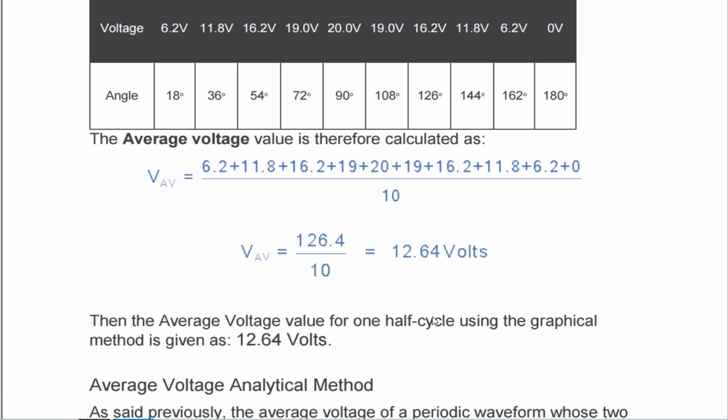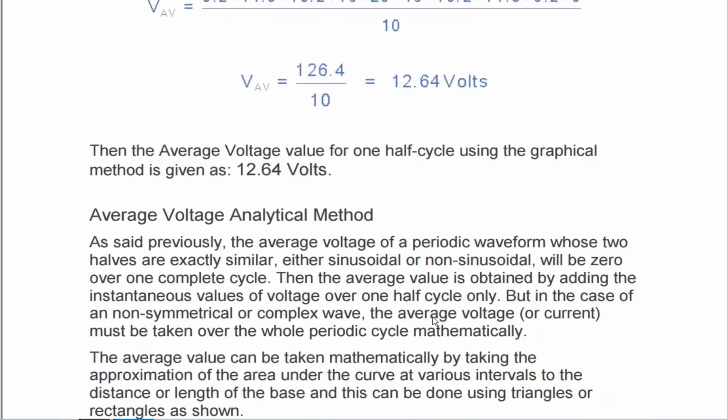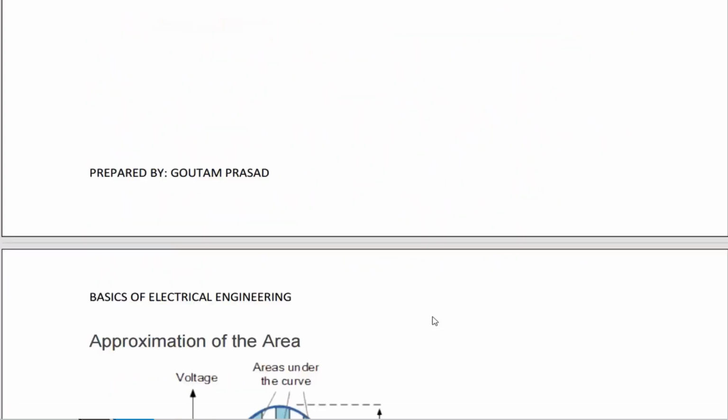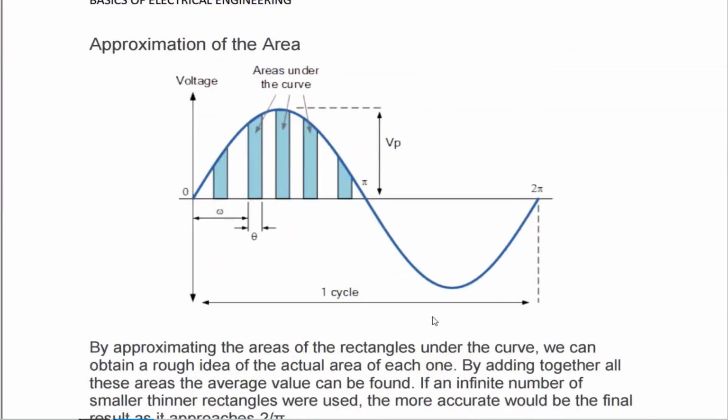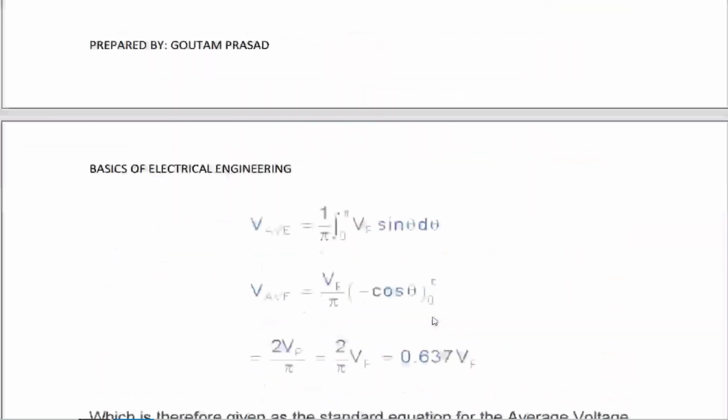So average voltage cannot be taken to give the true picture of the power consumption in the AC circuit. That is why we are not taking average value, because it is not giving us the true picture of the power consumption in AC circuit. That is it.